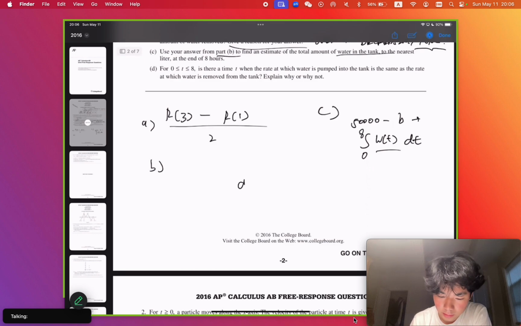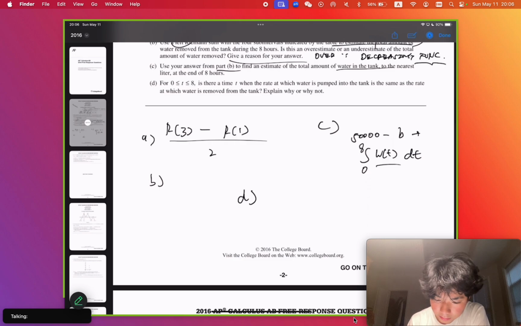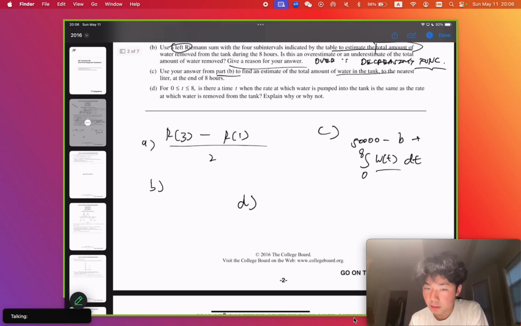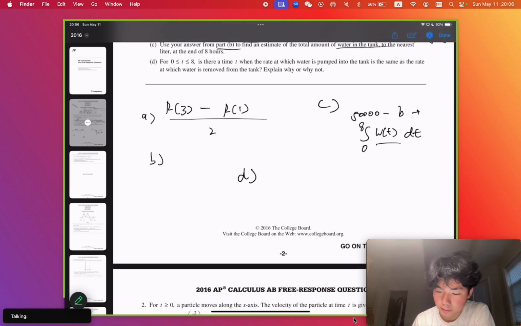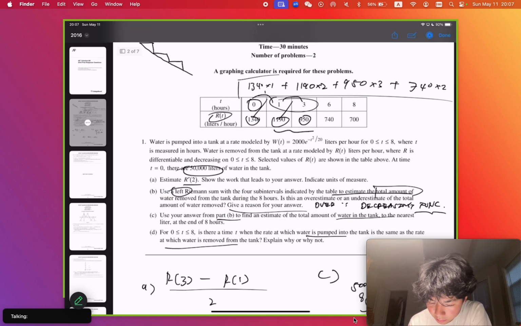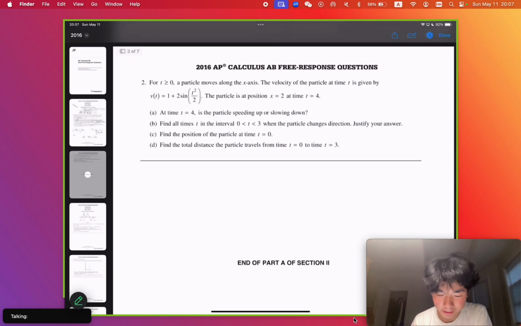All right, so D, from 0 to 8, is water pumped in at the same rate as removed from the tank? If you do enough FRQs, you'll know that every time there will be something like this. That basically means when R(t) equals W(t). Since this is pumped into the tank at the same rate as removed from the tank, let's see if these will intersect. If these intersect, yes. If these don't, it's no. All right, that's easy.